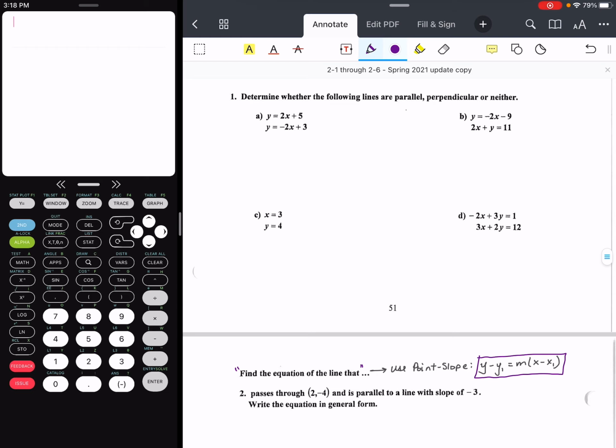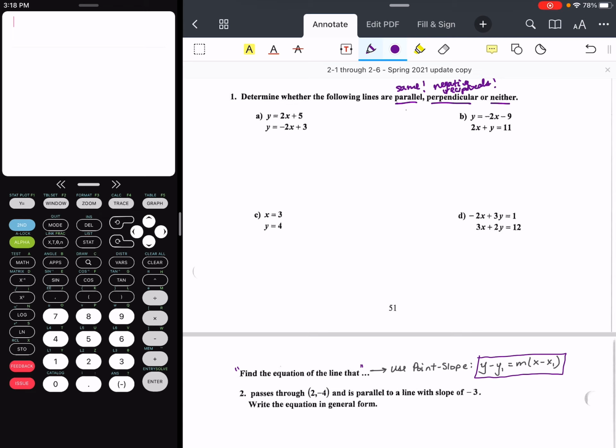All right, so in number 1, it says determine whether the following lines are parallel, perpendicular, or neither. So if the lines are parallel, they have exactly the same slopes. If they're perpendicular, they will have slopes that are negative reciprocals of each other. And if they're neither, then they're just going to have some blend of those two.